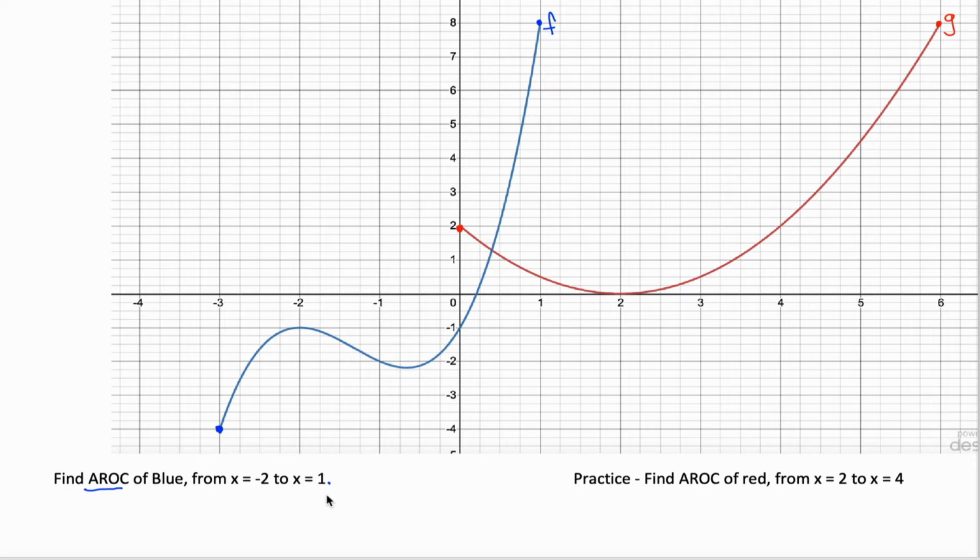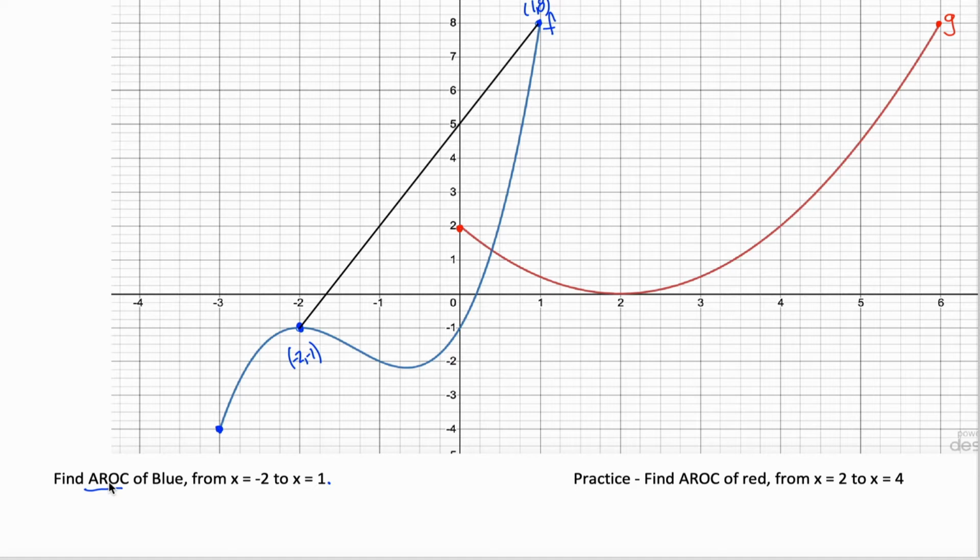All this question is asking you to do is to create the secant line from x equals -2 to x equals +1. So let's see, x equals -2 right here, where the height of the function is -1, and x equals +1 right here, where the height of the function is 8. The secant line is just this straight line pictured in black that connects those two points on the graph.